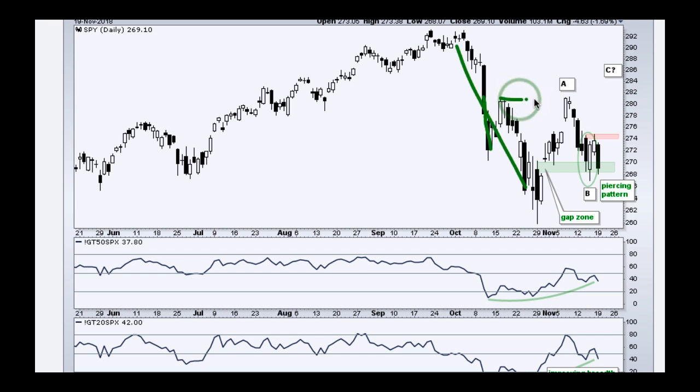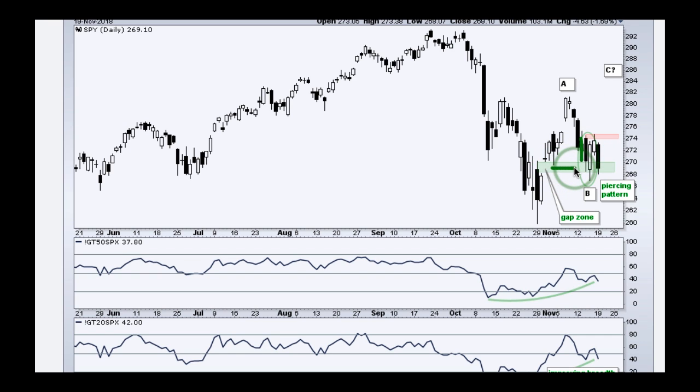And that's why I would be careful if we got a breakout here. But that's neither here nor there. What I'm focusing on right now is the piercing pattern that formed. And I showed this on Monday. It formed on Thursday. So you have this black candlestick, and then the white candlestick opens weak and closes above the midpoint of the black candlestick.